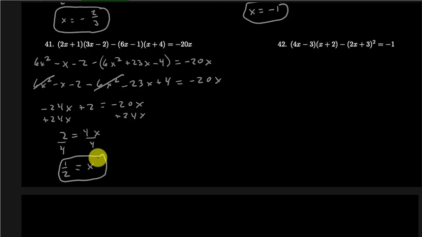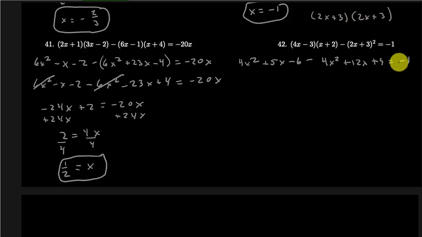All right. Now this one, so let's FOIL this. So that's going to be 4x times x is 4x squared, and then I got 8x minus 3x is 5x. Negative 3 times 2 is negative 6, minus. Now this 2x plus 3 squared. Remember, that is 2x plus 3 times 2x plus 3. So that's going to be 4x squared, and then I've got 6x plus 6x is 12x, and then 3 times 3 is 9, and that equals negative 1.